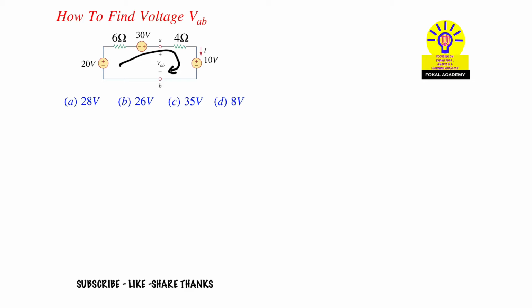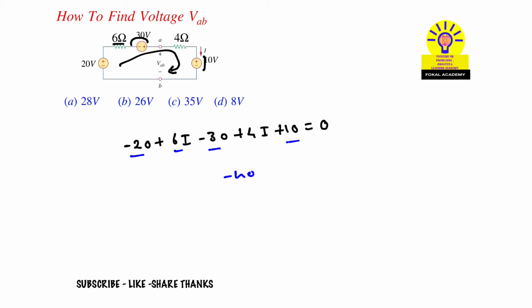So here current was entering from minus to plus in 20 volts, so it has minus 20, and the voltage in 6 ohms is 6 into the current I, and here the current passes from minus to plus, so minus 30 plus 4 into I, and here current passes from plus to minus, so plus 10, that's equal to 0. So here minus 20 minus 30 plus 10 is there, nothing but minus 40, and 6I plus 4I is 10I. So from this we will get I equal to 4 amperes.